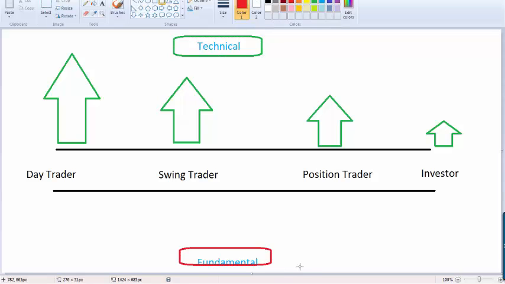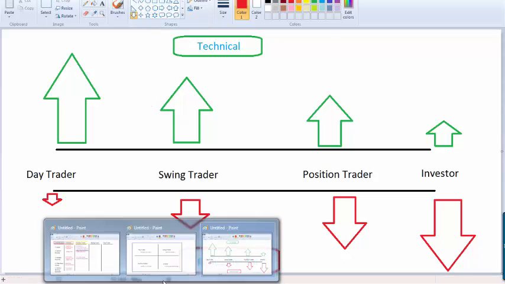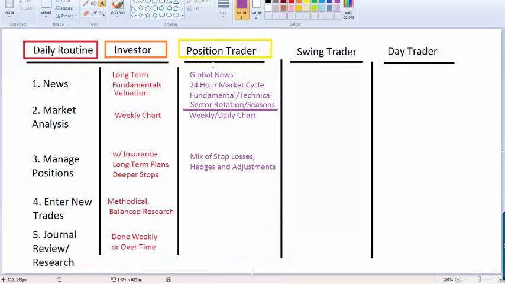When it comes to fundamentals, the most important is now for the investor. Then the position trader, then the swing trader, and the very fewest is day trading. It doesn't mean as much. So what analysis we conduct depends on our time frame. Time frame is important. This scale from time frame to time frame is very important, so we kind of have to pin this part of the conversation down.